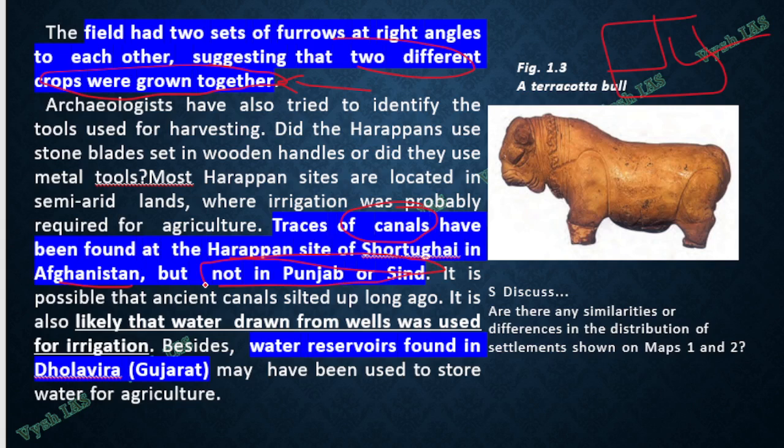Then the well system. If there is no canal, they will have a well system. Wells for irrigation were found at multiple sites, and in Gujarat, Dholavira has evidence of a water reservoir. Water reservoir, this you also have to know. This will be asked by UPSC in match the following.